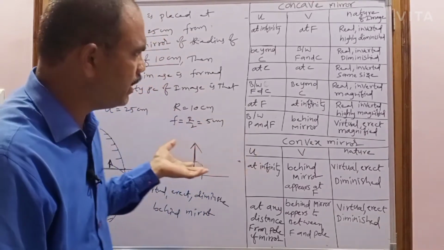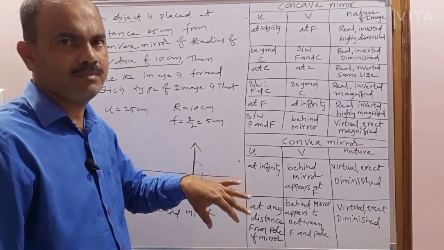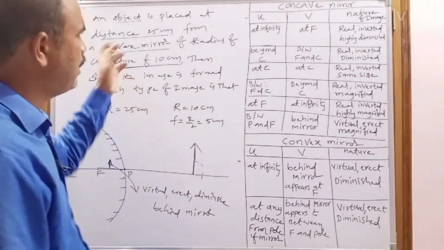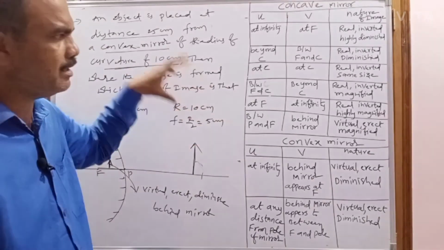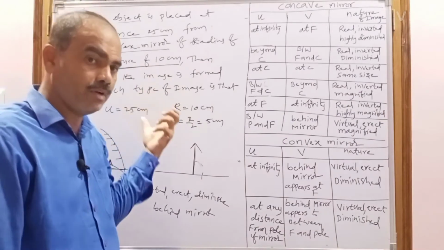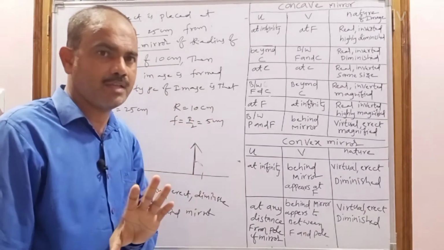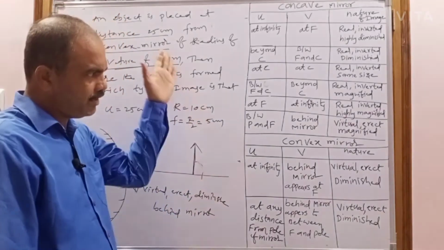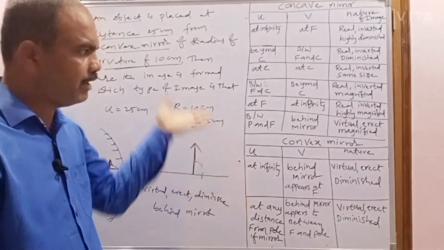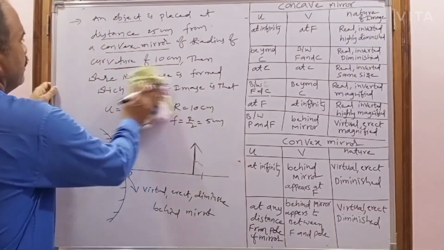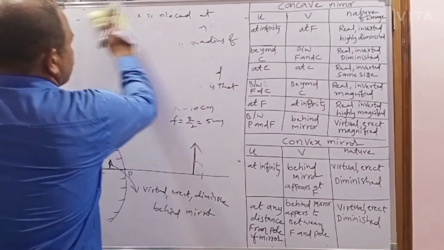Sometimes you can also draw the ray diagram. They will ask for the ray diagram. They will give the same object distance and focal length, and different object distances will be given. They will give whether the focal length or the radius of curvature is given, and different object distances are given. Write the nature. So I will give one example.